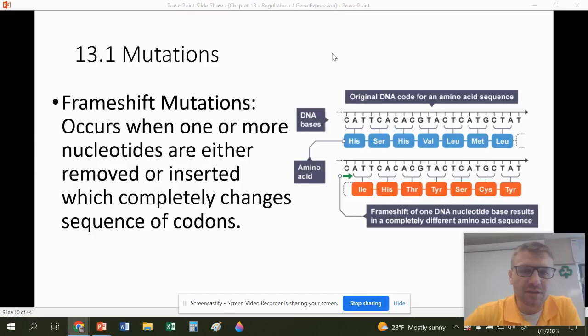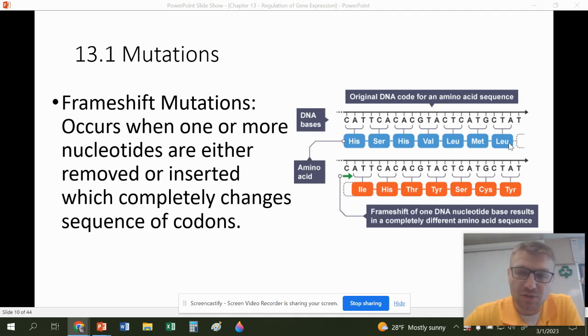Non-conservative. All right, to finish out this section, we're going to talk about frame shift mutations. These type of mutations affect the protein structure a lot more. This occurs when one or more nucleotides are going to be either removed or inserted, and this changes the frame or the codon sequence of the mRNA.